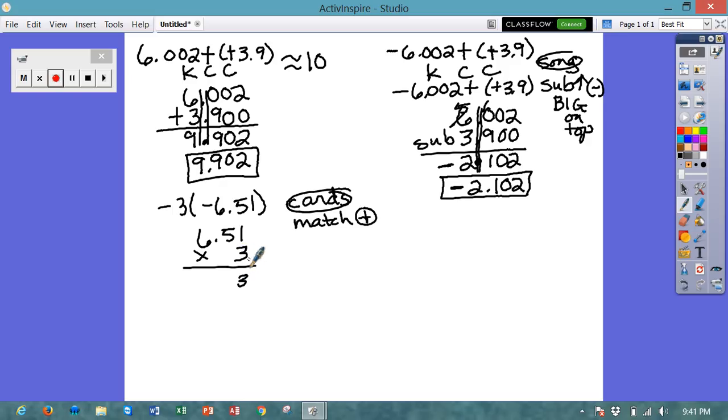3 times 1 is 3. 3 times 5 is 15. 3 times 6 is 18 plus 1 is 19. But now I know my answer is not 1,000 something because this is really only about 6 times 3, which is 18. Or if I rounded it up to 7, approximately 7 times 3 would be 21. So my answer needs to be somewhere between 18 to 21, not 1,953. So I've got to count the babies.